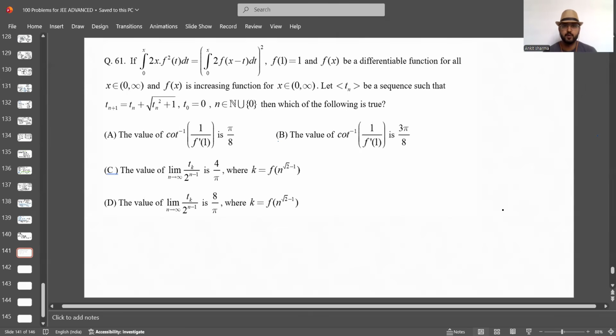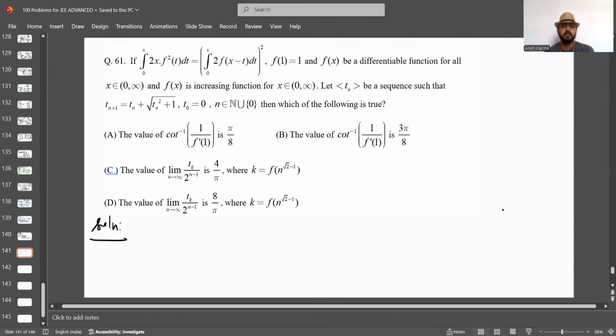In this session, we'll see some more problems on mathematics, starting from question number 61. For those who are already practicing the previous sessions, you can pause the video and try to solve this problem. Go ahead.